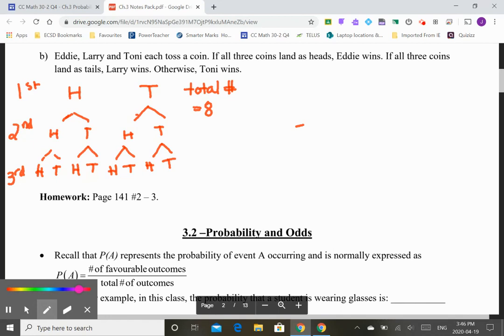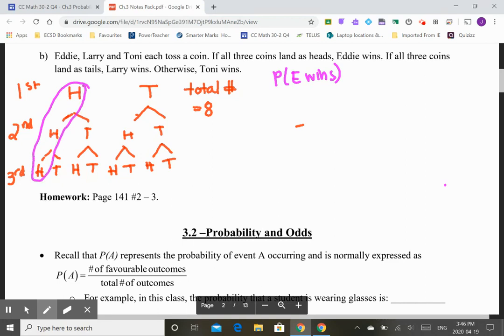And we're going to start with Eddie. Okay, so the probability that Eddie wins. Eddie wins if all 3 coins land on heads. I only see 1 branch that has all heads on it. So his number of favorable outcomes is 1. Total number of outcomes is 8. So probability for Eddie winning, 1 out of 8.